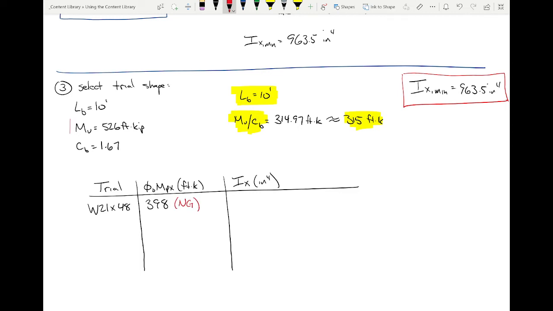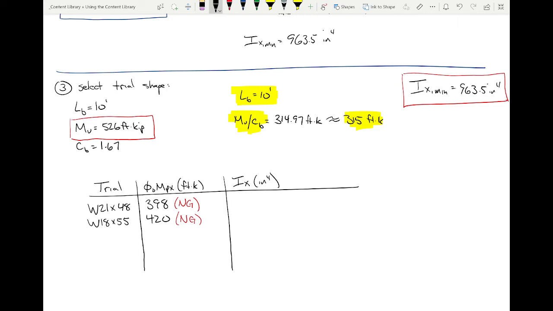It's no good, because remember, that is our applied moment. That's our actual applied moment. So what we're going to do is go back to table 310, find the W21 by 48 and go up to the next one. What's the next one? The W18 by 55. And what's its phi and P? 420. Is that good? No. Because again, it's got to be over 526.